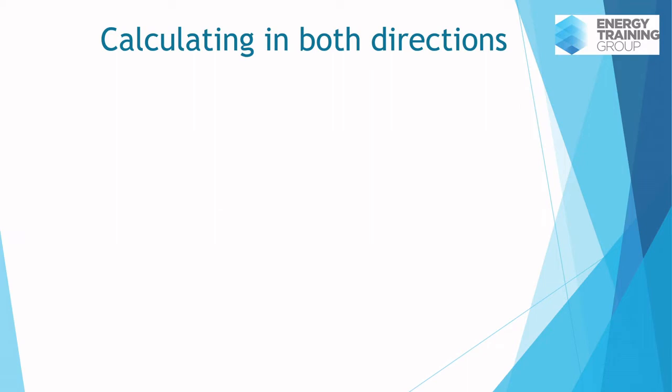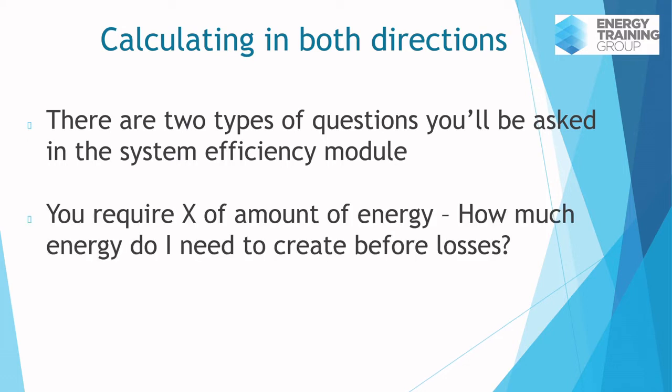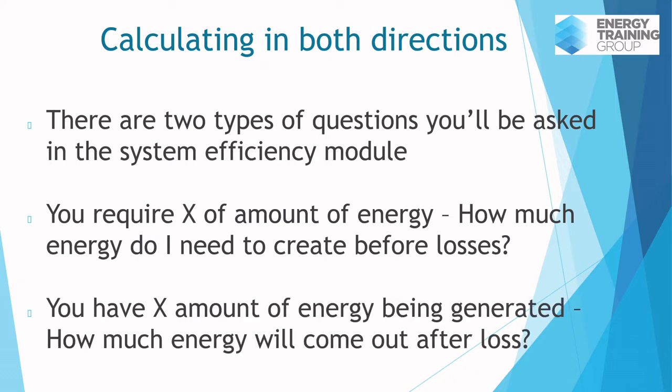You also need to know how to calculate in both directions. There are two types of questions you'll be asked in the system efficiency module. The first one will be, you require X amount of energy, how much energy do I need to create before losses? The other way you get asked the question would be, you have an X amount of energy being generated and how much energy will come out the other end after loss. And we'll do a couple of example questions on those.